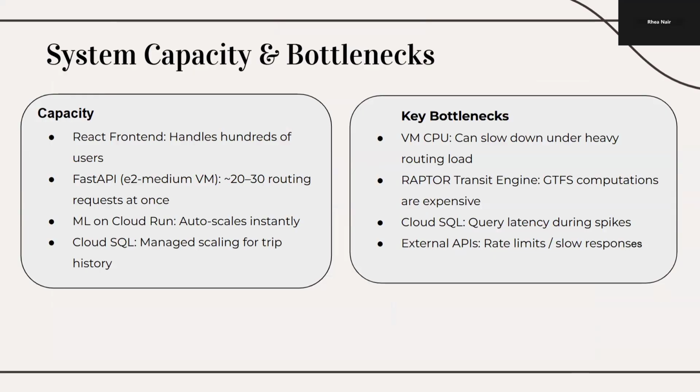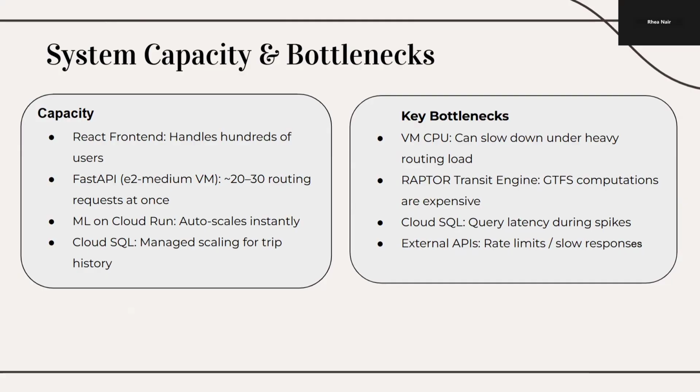This slide talks about how the system scales and where it might struggle. In terms of capacity, our React frontend can handle many users at once, since it's static and offloaded to the client. The FastAPI backend running on an E2 medium VM can handle around 20 to 30 routing requests in parallel, while the ML service on Cloud Run can auto-scale when load increases. Cloud SQL manages scaling for trip history and metadata.